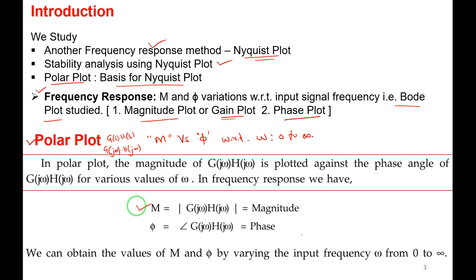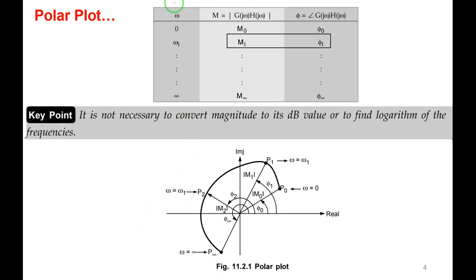So we know how to calculate the magnitude, that is, the magnitude of G(j omega)H(j omega), and how to calculate the phase, that is, the angle of G(j omega)H(j omega). You know how to calculate magnitude and phase, right? The same thing we have to do here. We'll calculate the magnitude and phase for various values of frequency. So let me take omega as 0, omega 1, omega 2, and so on till infinity. These are the various values of frequencies. Then we'll calculate the magnitude and phase.